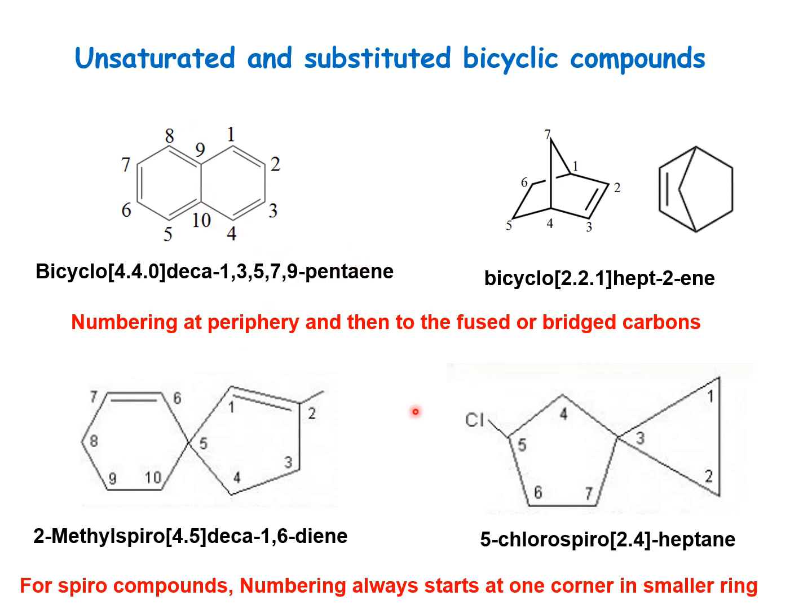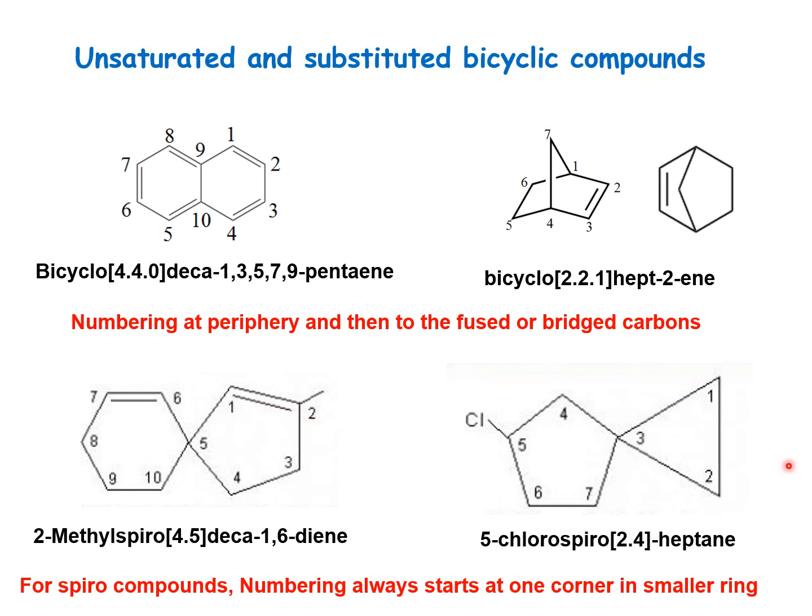In case of spiro compounds, if the two rings are of different size, as we have seen in the numbering, we always give preference to the lower number. So numbering also starts with the ring which is having smaller size, and that too numbering always starts at one corner, but in such a way that substitution will get a lower number.